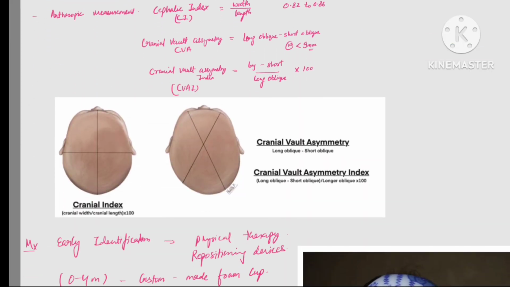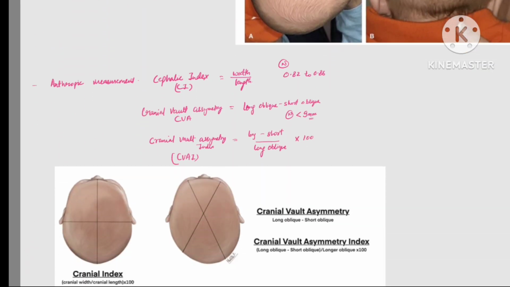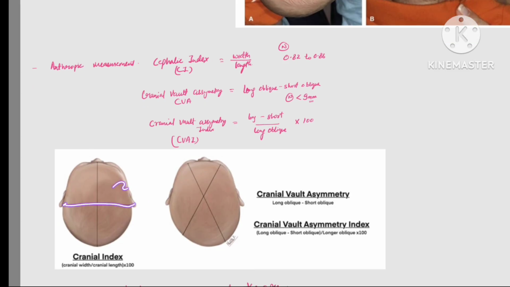Coming to anthropometric measurements, which can help distinguish whether the head is normal or there is some plagiocephaly. The first is the cephalic index. Cephalic index measures width to length. Normal range is between 0.82 to 0.86. The other terminology is cranial vault asymmetry, CVA. It measures distance from long axis minus short axis. Normally it should be less than 9 millimeters.